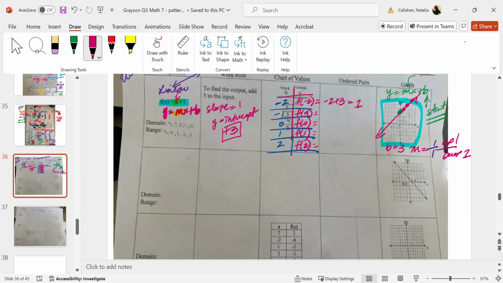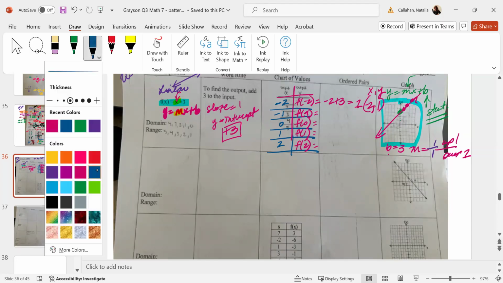So what's your ordered pair? What's your point? What is your point? It's x comma y. What's your x value? What's your y? You better have that. Moving on to the next one.